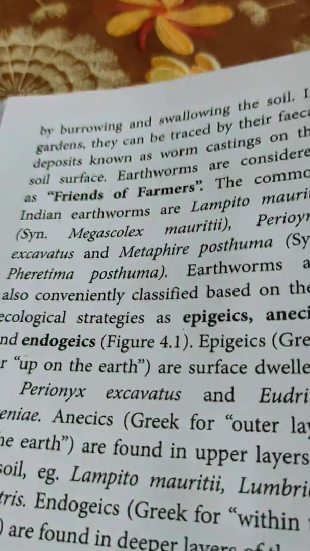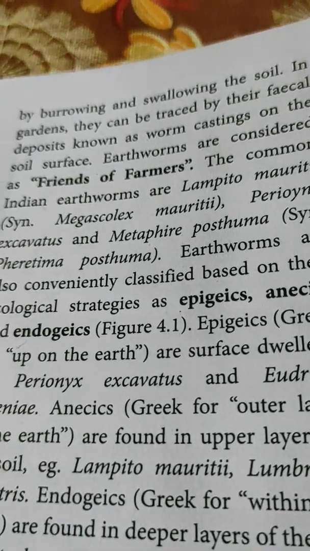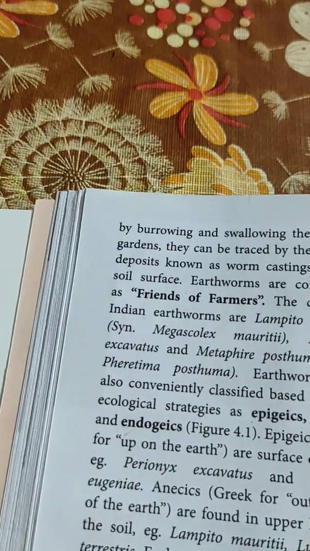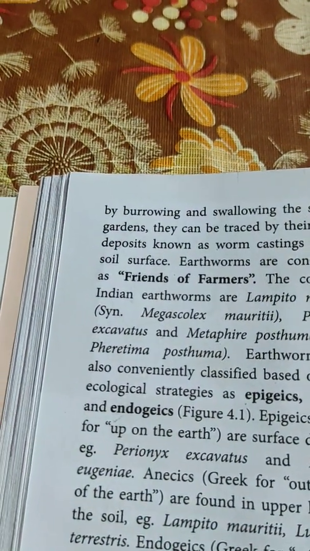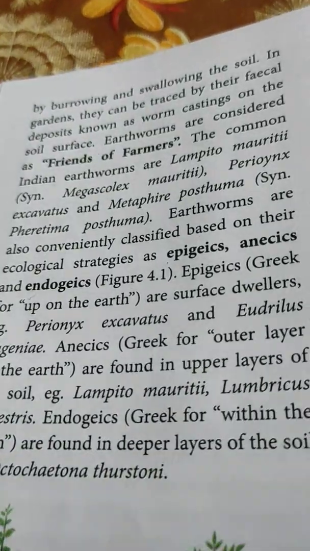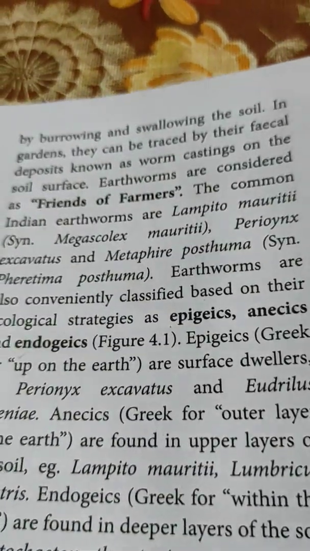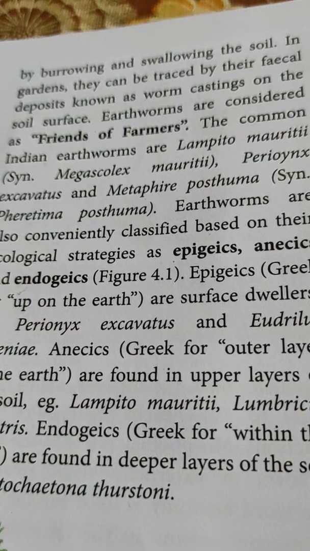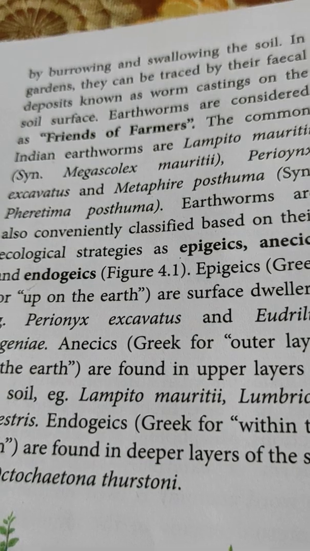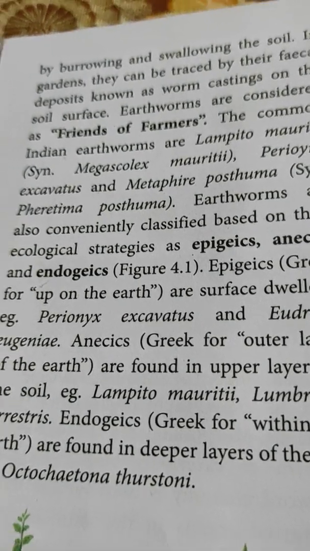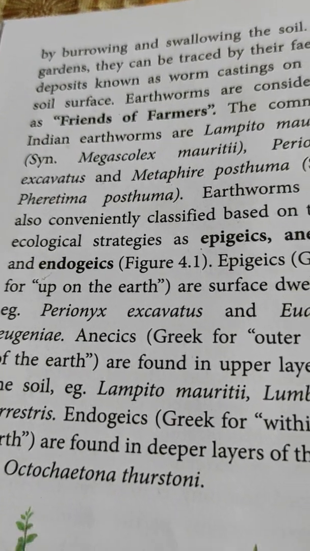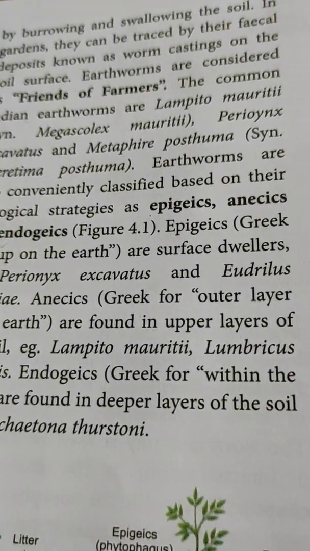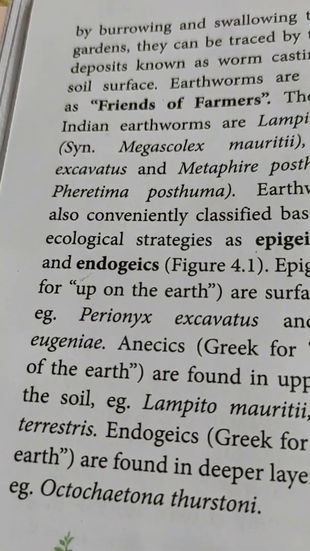Epigeics. Epi, what is the meaning of epi? Epi is nothing but upon the earth. Upon the earth, that is called epigeics. That means just on the surface of the earth. They are surface dwellers. That's why epigeics are called the surface dwellers. Dwellers means they are living on the surface of the earth. Examples: Perionyx excavatus and Eudrilus eugeniae.